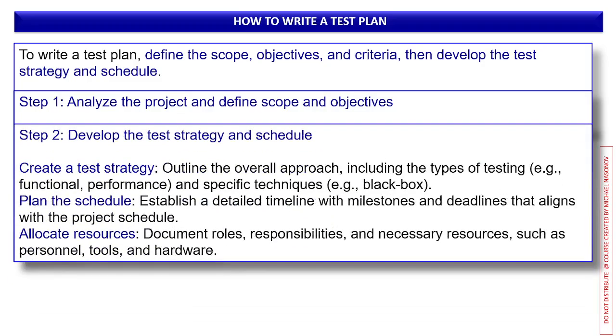And now, step 2. Develop the test strategy and schedule. Create a test strategy. Outline the overall approach, including the types of testing, meaning functional, performance, regression, and specific techniques, for example, black or gray box. Plan the schedule. Establish a detailed timeline with milestones and deadlines that aligns with the project schedule. And allocate resources. Document roles, responsibilities, and necessary resources such as your own personnel, tools, and hardware required.